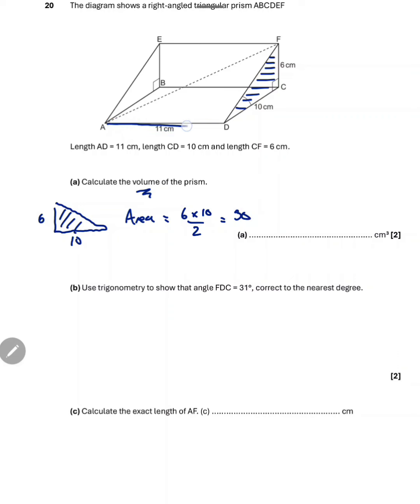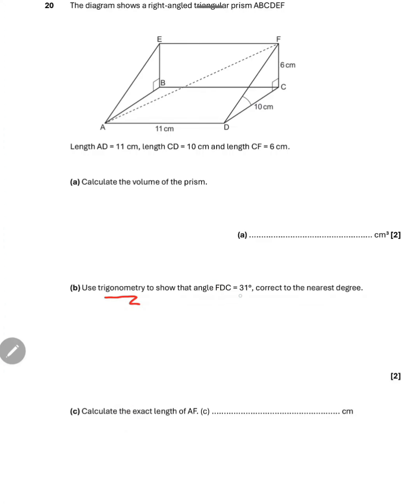And then we're going to multiply by this 11 for volume. So for volume, the area of the cross section multiplied by the length of the prism, and that would be 330 centimeters cubed. Part B says use trigonometry to show that FDC, this angle labelled, is 31 degrees.